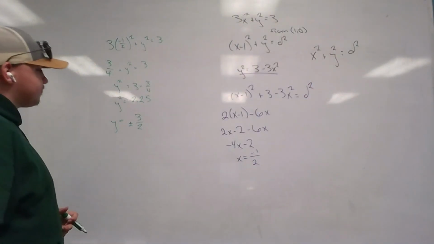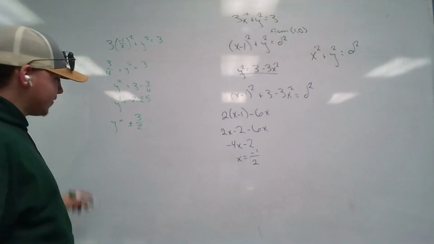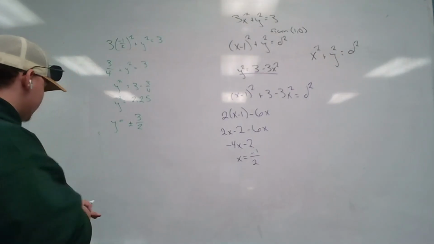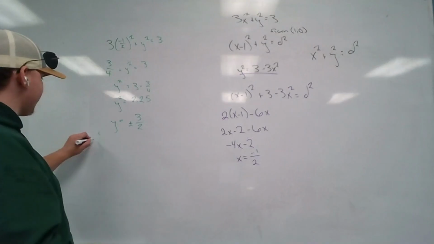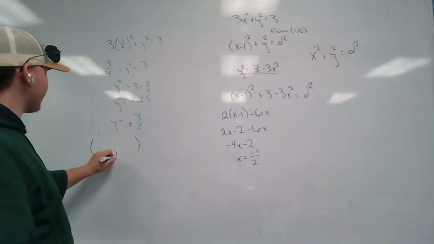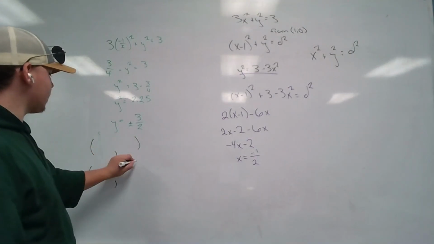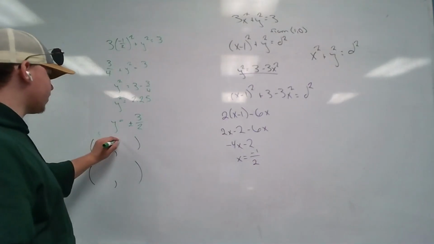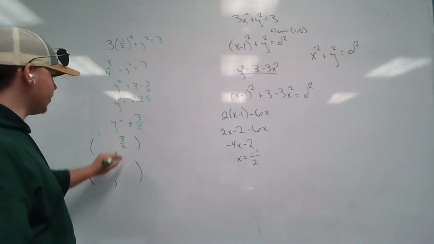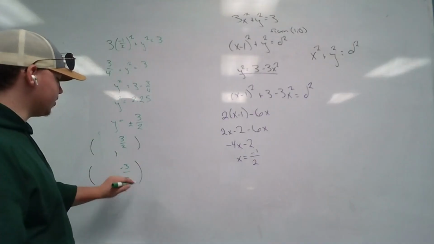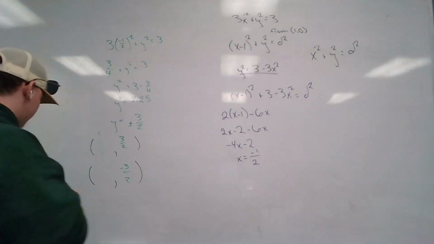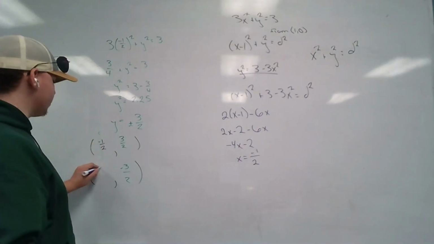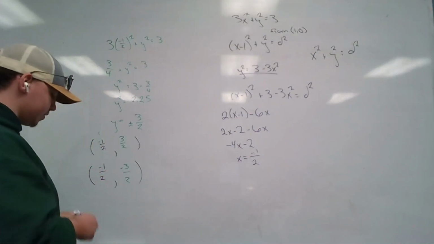As such, we're going to have two coordinates as our final answer. We're going to have 3 over 2 and negative 3 over 2 for our y values, and negative 1/2 for both of our x values, because we only have one of those.